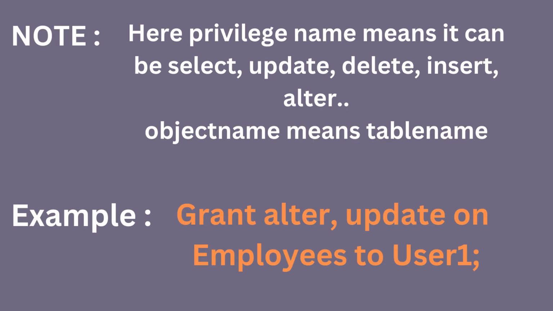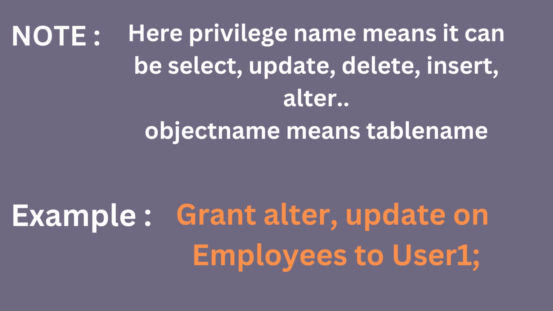Here, privilege name in the sense it can be select, update, delete, insert, alter, like that any operations. Object name in the sense table name. Example, grant alter, update on employees to user 1. We can give multiple privileges at a time also. As I gave both alter and update privileges to user 1 on employees table. So by executing the above syntax, user 1 got the access to alter and update the employees table.